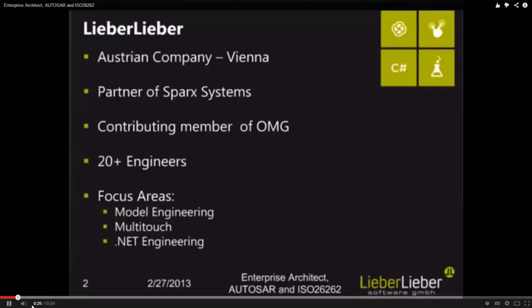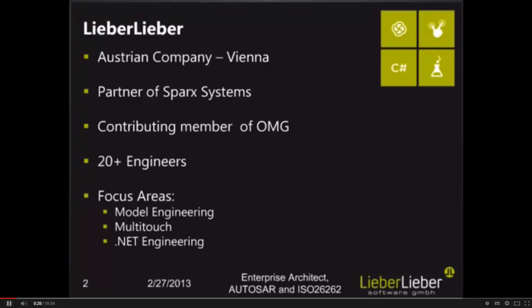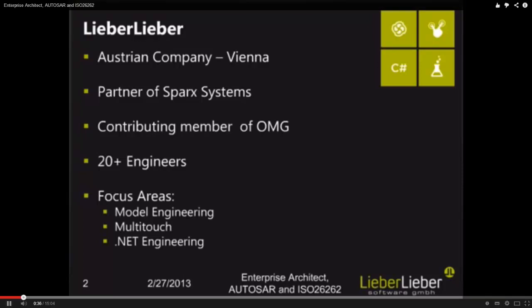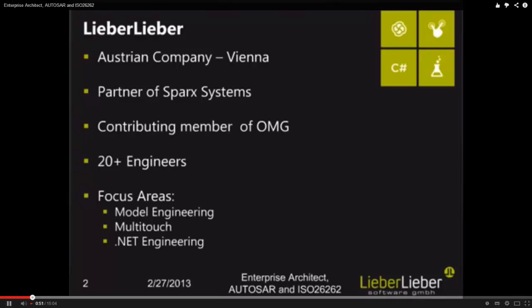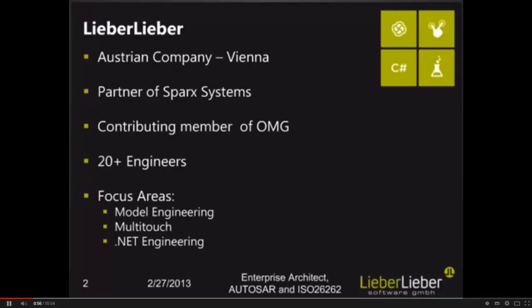Lieber is an Austrian software company with a location in Vienna. We are a partner company of Spark Systems. Spark Systems is a modeling tool provider and the vendor of Enterprise Architect. And I want to tell you about the possibilities of automotive engineering with Enterprise Architect. Further areas of our company besides model engineering with Enterprise Architect are multi-touch engineering and .NET software engineering.